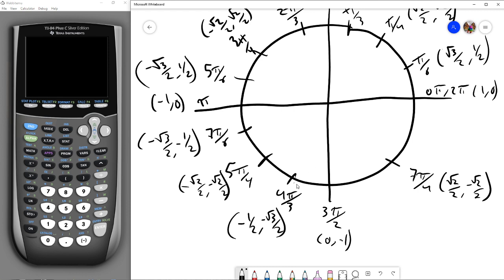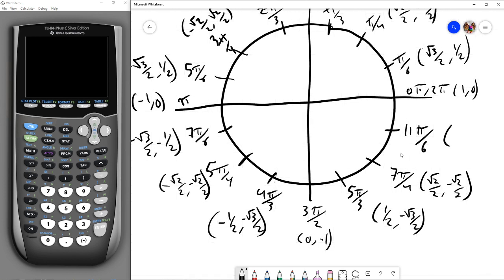So this was 8 pi over 6. Add pi over 6, we're at 9 pi over 6, or 3 pi over 2. Add pi over 6, that's 10 pi over 6, or 5 pi over 3. So this is going to be positive a half, comma, negative root 3 over 2. 10 pi over 6 plus pi over 6 brings you to our last value, 11 pi over 6.